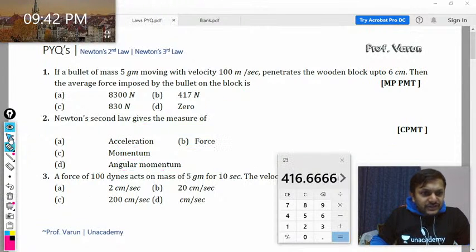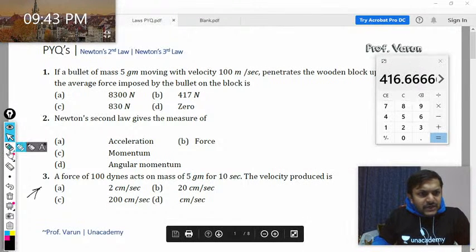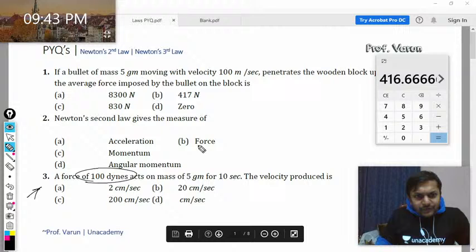Okay, so without wasting time, let us move to our next question, question number 3. Dear students, let us see question number 3. The force of 100 dynes.